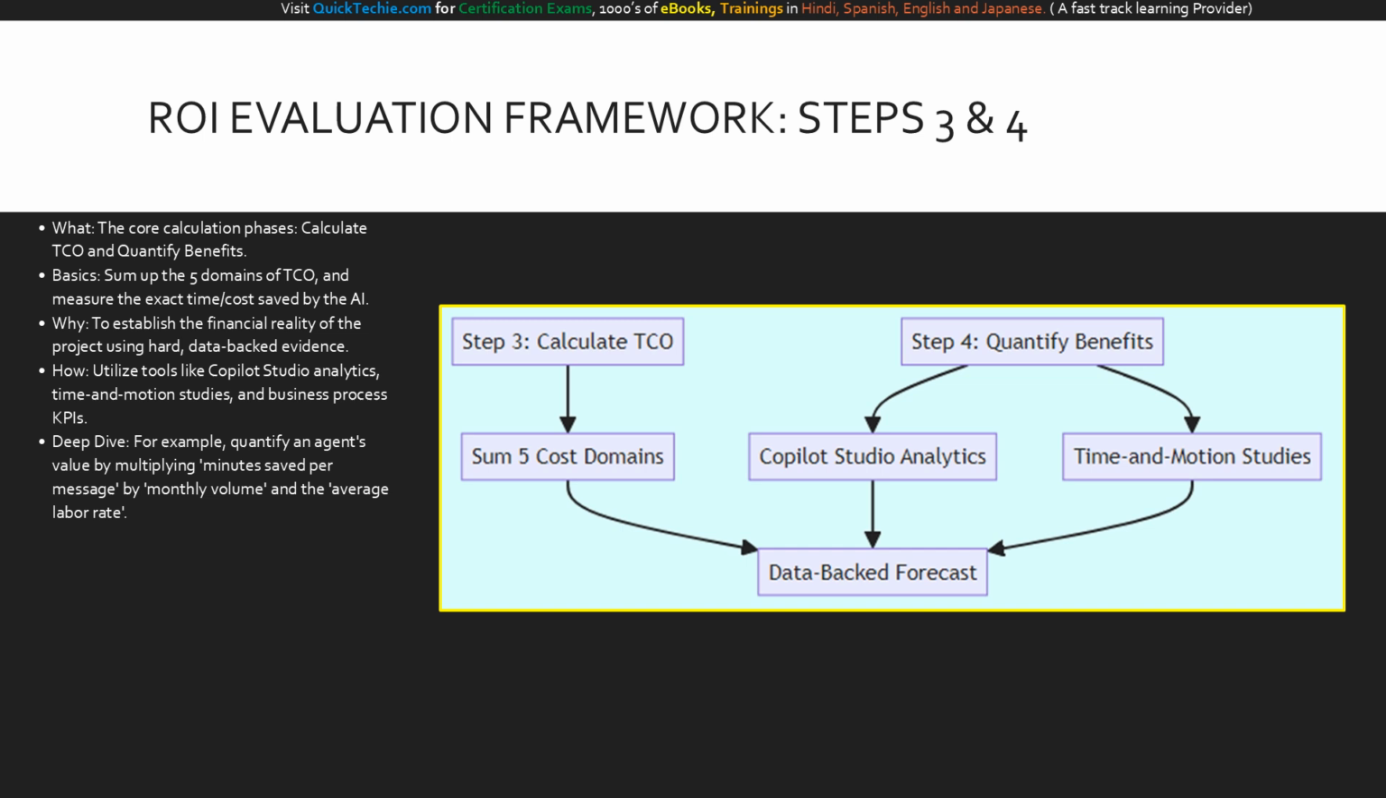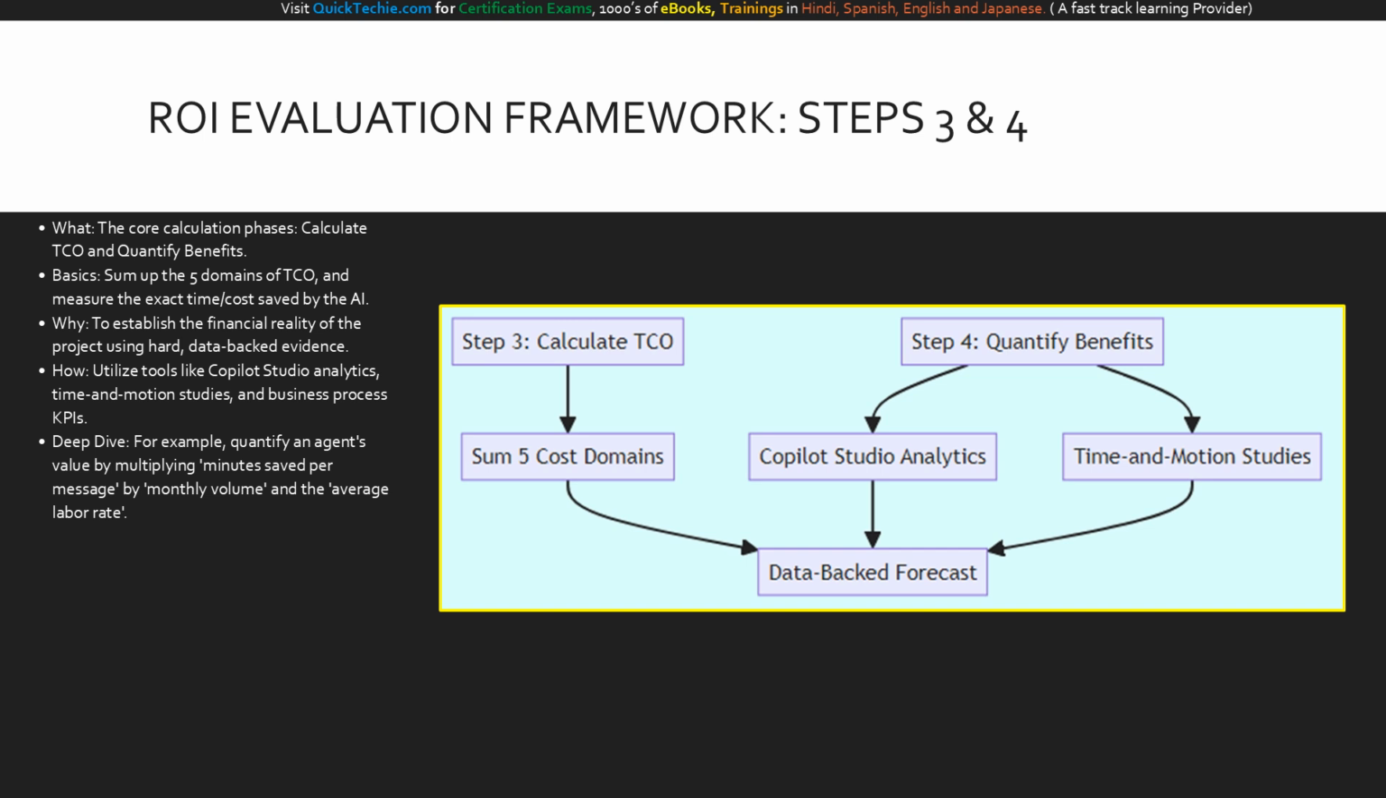Let's review this convergence diagram, which illustrates how we build a reliable financial forecast. At the top left, step 3, calculate TCO flows into the mandate to sum 5 cost domains. On the right side, step 4, quantify benefits relies on empirical data gathering, branching into Copilot Studio Analytics and time and motion studies.